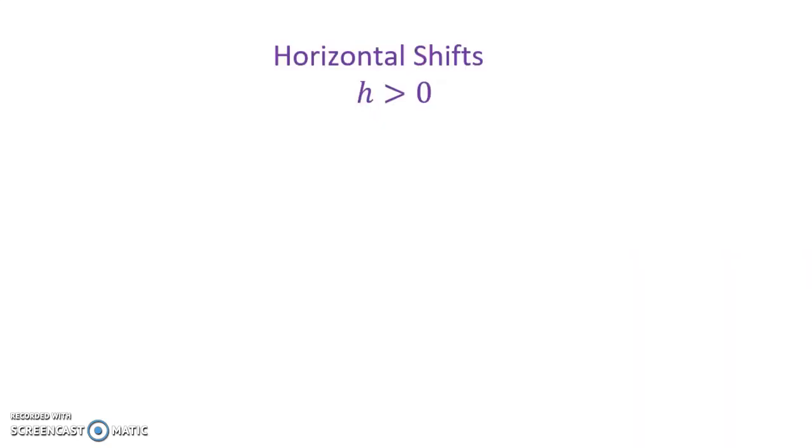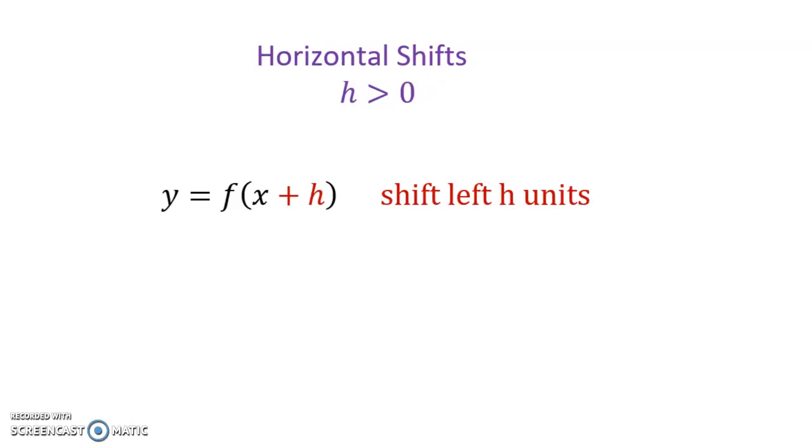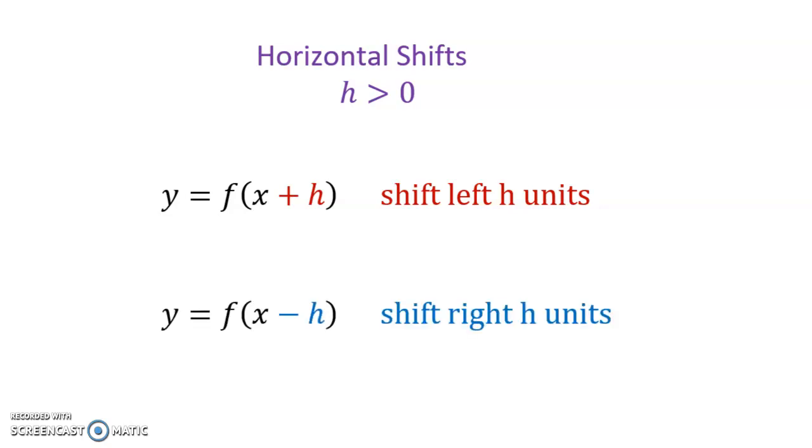Next, let's talk about the horizontal shifts. Say we have a positive number h, and if you replace x with x plus h in the function, then you're shifting the graph of f of x h units to the left. Similarly, if you replace x by x minus h in the function, then you're shifting the graph of y equals f of x h units to the right.